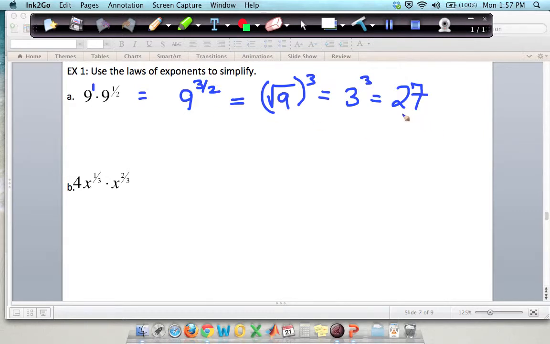Okay, for b, remember the 4 is its own base, it's raised to the first power. The only thing I can combine is those x's. Those are the same base. And I can add the 1/3 plus 2/3, which is 3/3, which you then want to simplify to be 1. So that just simplifies to be 4x.